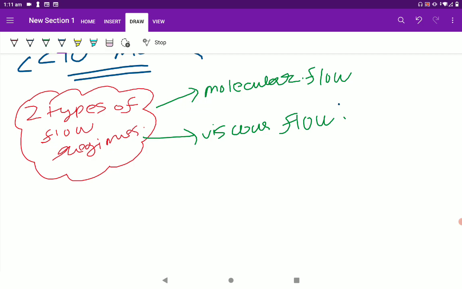So in molecular flow, the mean distance, that is mean free path, is larger compared to the characteristic size of the system. We need very low pressure and hence very low gas density. Now coming to the viscous flow, the mean free path is much shorter than the size of our system. So this flow can be either laminar or turbulent depending on the gas velocity. So in viscous flow, we can have mean free path in the range of micrometer.